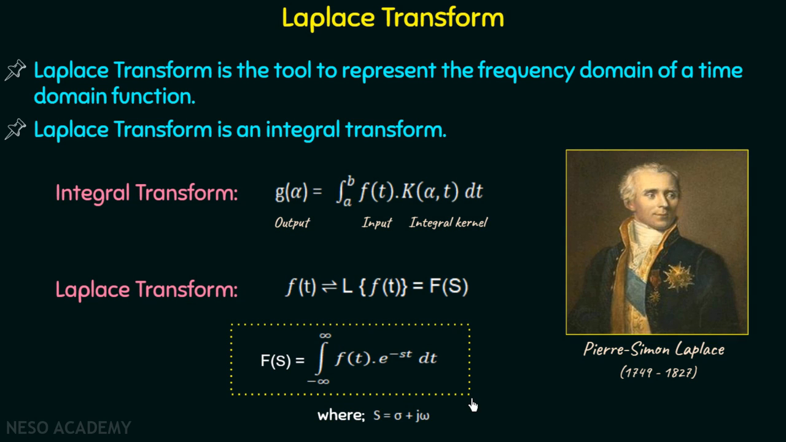And this is the Laplace transform expression which is used to convert the time domain function to a frequency domain function. In this expression, s is equal to sigma plus j omega, in which sigma is the damping factor of the control system. The stability of the control system depends upon the damping factor, and omega is the angular frequency. So now we are done with the expression of Laplace transform. We will now use this expression to convert a standard time domain signal to its frequency domain.